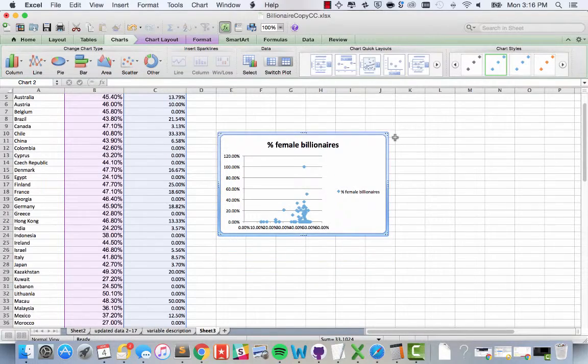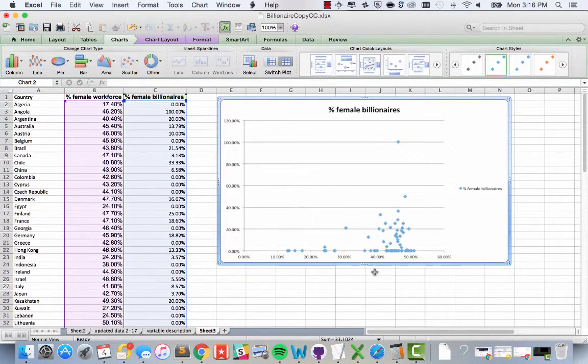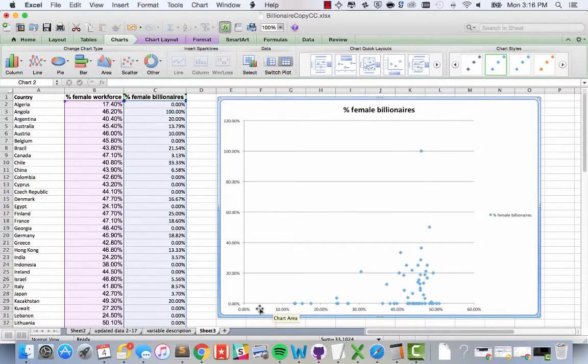yet. And so I have along this axis here, it's going to be the percent of females in the workforce, and then these dots on the y-axis are representing the value, the percentage of female billionaires.